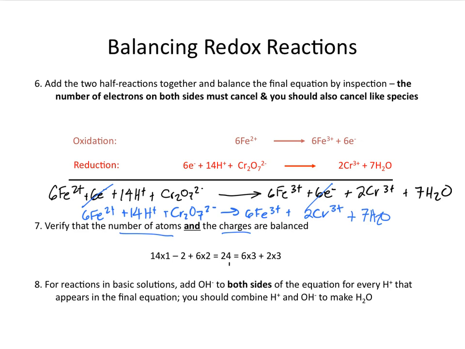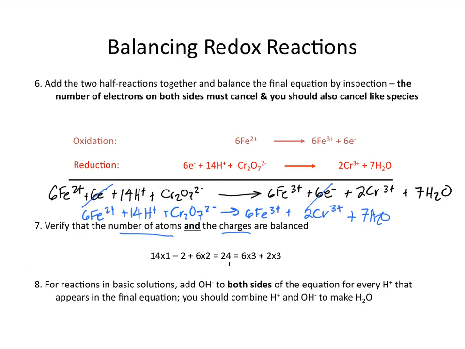Now some of you may be asking, what if this was in basic conditions? The reality is you would do all of the steps that you've done so far, except that you are going to add hydroxide ions to both sides for every H plus that appears in the final equation. So this is the acidic balancing. If I had told you this was in basic conditions, we would take this equation and add step number 8.